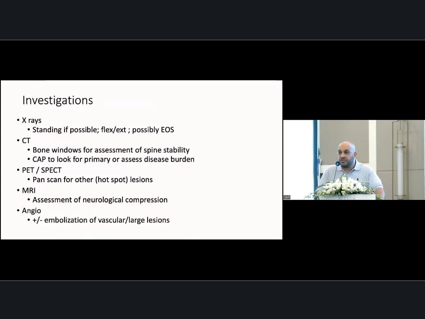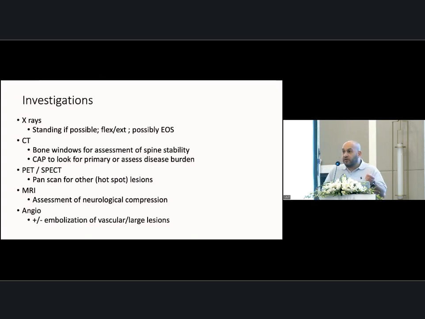So what investigations do we do? What's useful for us as doctors or as surgeons? Well, x-rays are useful. So we have something called an EOS scan. I know it's not available everywhere. Even in Australia, it's limited availability, but it's a standing scan that shows the structure of the whole spine, and you can look at things like sagittal balance, which we'll maybe go into a little bit later for my next lecture.